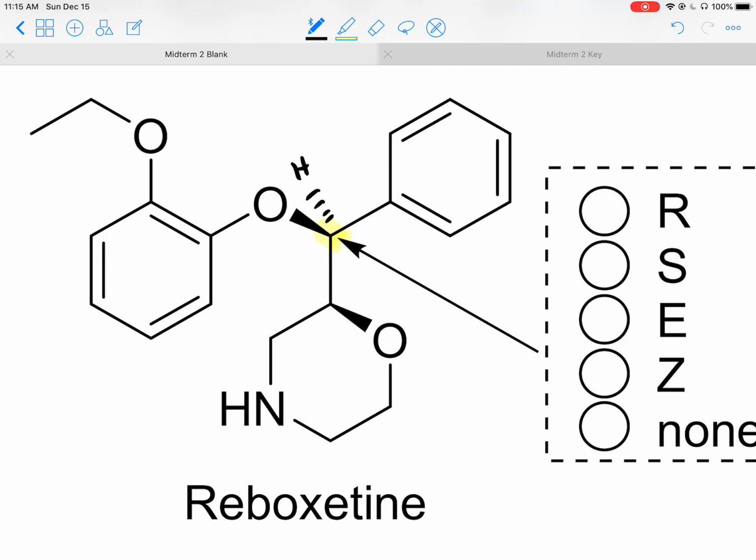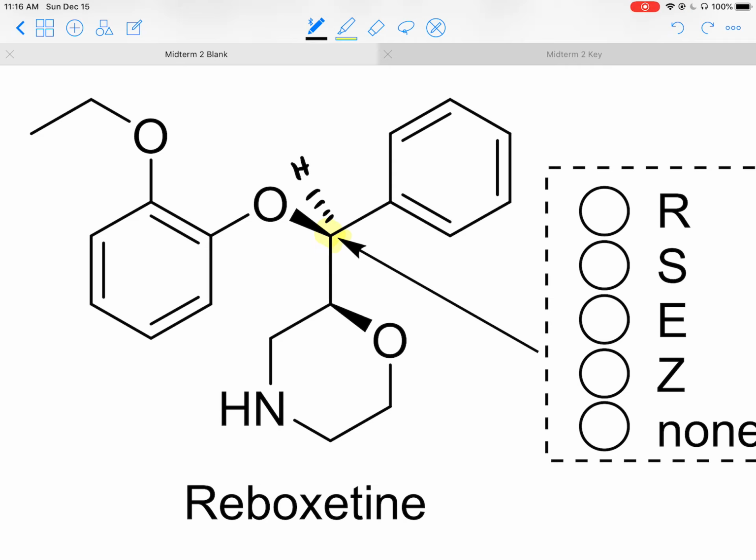And so as you can see, we have this benzene group as one substituent on the carbon. We have the hydrogen, we have this oxygen leading to the benzene and then the alkoxide, and then we have down here this other ring shape with the amine and the oxygen. And so it is in fact a stereocenter. There are 4 different priorities, and so now we have to decide the priority numbering for each of these.